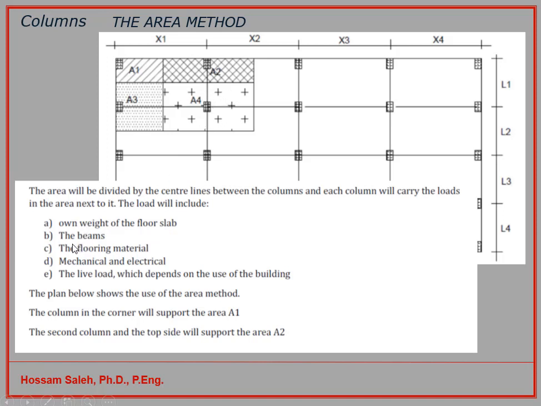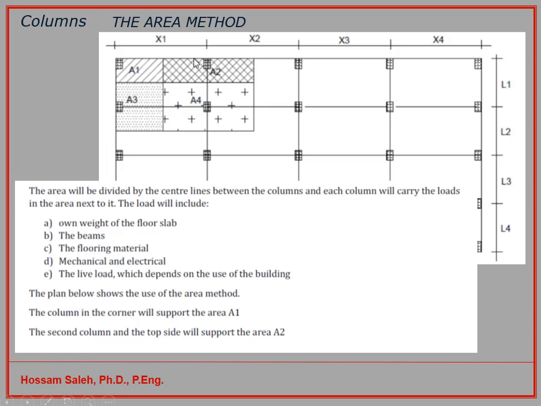We have to consider the flooring material, and underneath the ceiling we have mechanical, we have ventilation, we have chandelier, we have ceiling tile, so we can have the mechanical and electrical load on this area, and also the live load, which is the use of this area. In residential areas we are talking about 2.4 kilonewton per meter square. Commercial it can be 2.4 or 3.6 kilonewton per meter square. In assembly areas we are talking about 4.8 kilonewton per meter square.